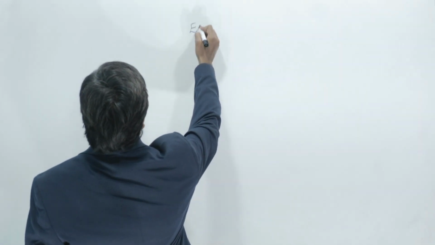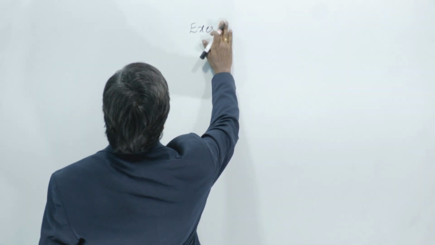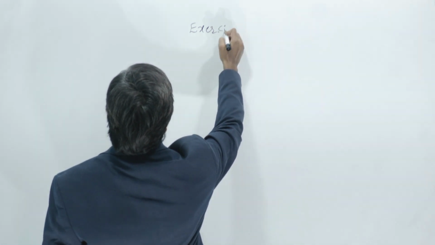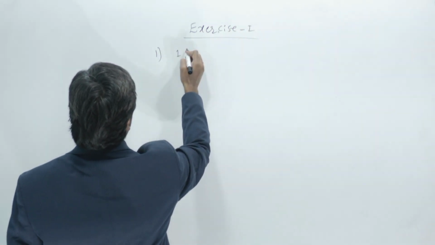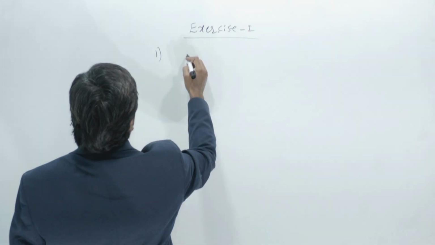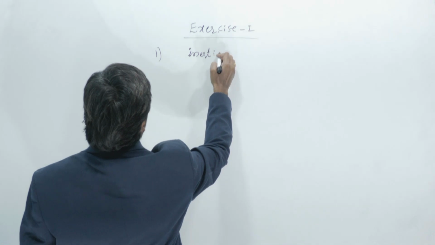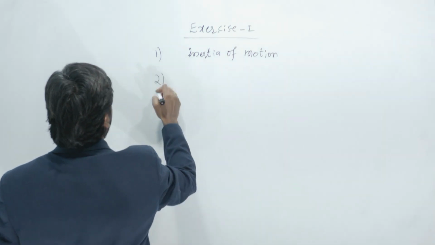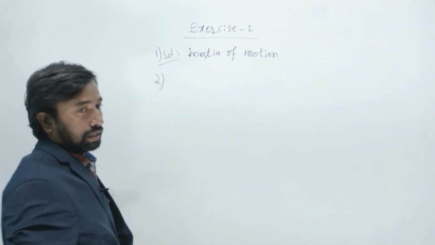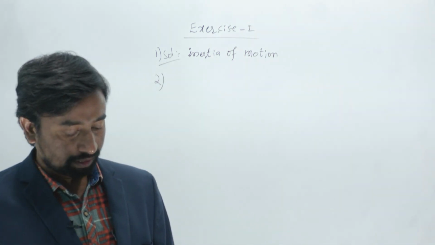When a fan is switched off, it continues to move due to inertia of motion. So the first answer is inertia of motion. That is the first solution. Now let us see the second one.